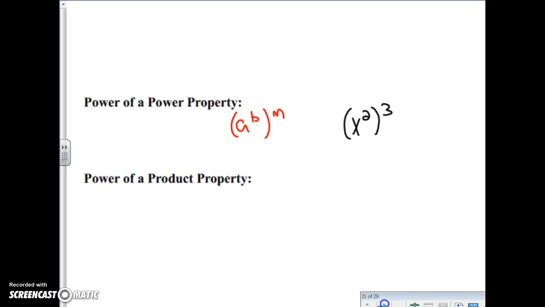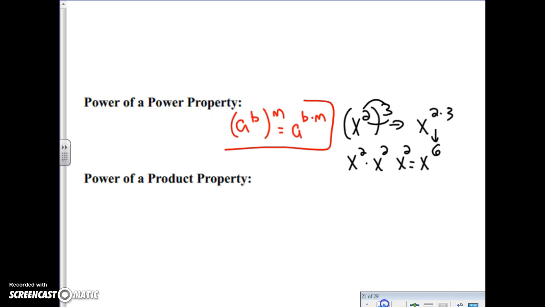So if I think about this, if I'm taking x squared to the third power, that means that I have 3 x squareds. Okay? And then using the product rule, or the product property, I could add these exponents together to get x to the sixth. So an easy way for me to get this is all I have to do is just multiply those two exponents together to get me x to the sixth. So when I look at this property, what the power of a power property talks about is that all I have to do is take the two exponents and multiply them together.